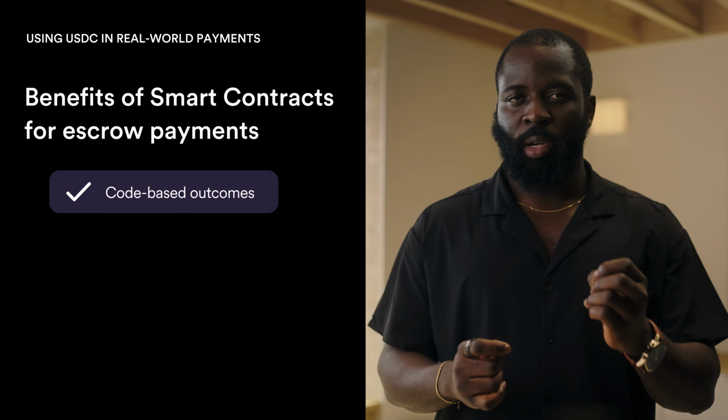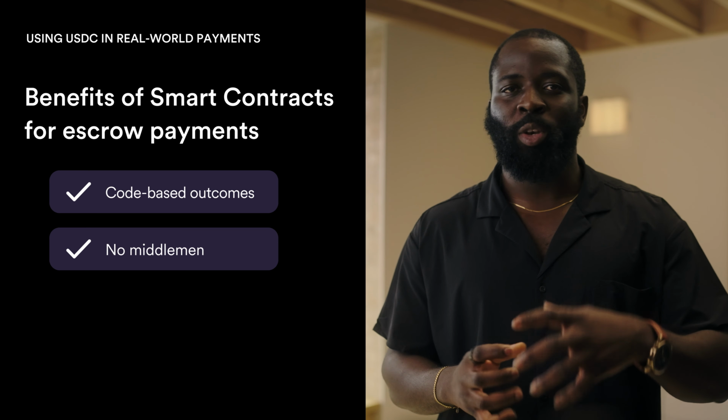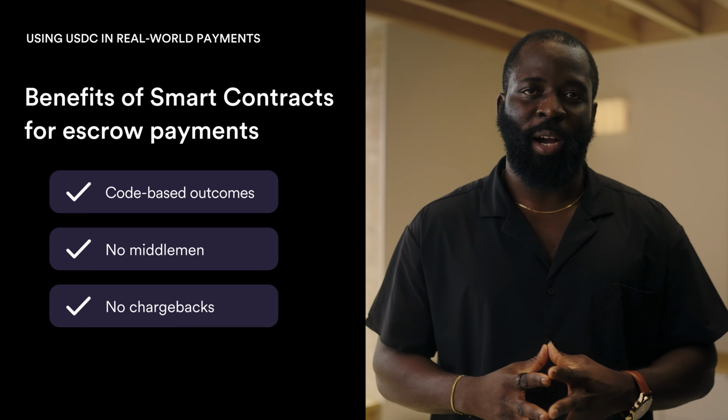So what makes this smart contract so profound? The outcome is enforced by code. That means no middlemen are holding funds and there are no chargebacks. Throughout this process, USDC acts as the fuel for the transaction. It is programmable money in action, enabling the escrow logic to move dollars under predefined rules.